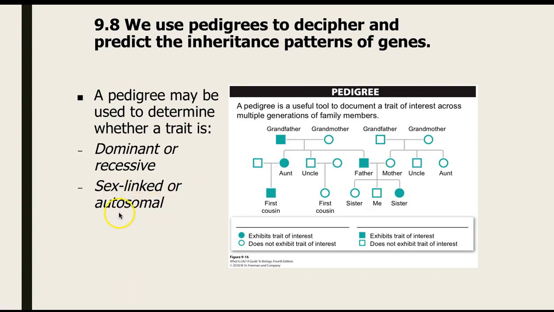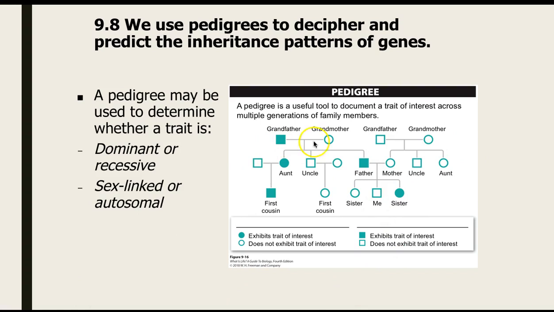Remember from the previous chapter, sex-linked means it's on the X or Y chromosome, really specifically the X chromosome, because the X chromosome has a lot of genes on it. Versus autosomal, that means on any of those other chromosomes, like 1 through 22, remember they have numbers. So we can use patterns of inheritance to figure out whether or not a trait is dominant or recessive and whether it's sex-linked or autosomal.